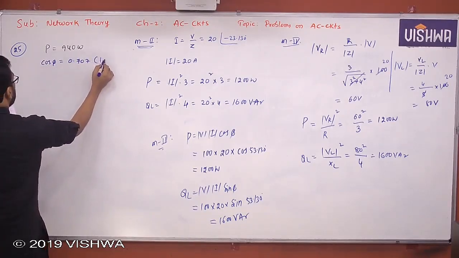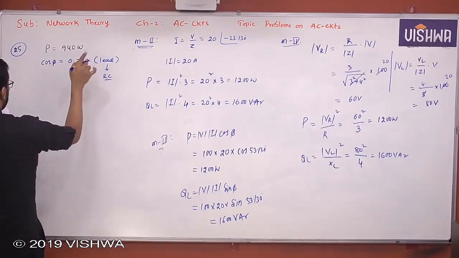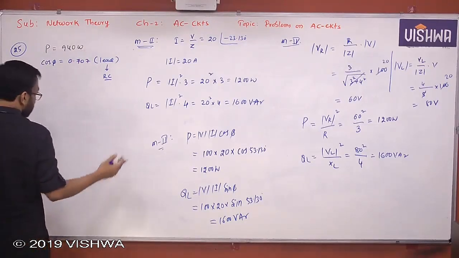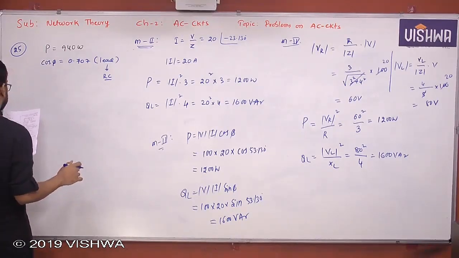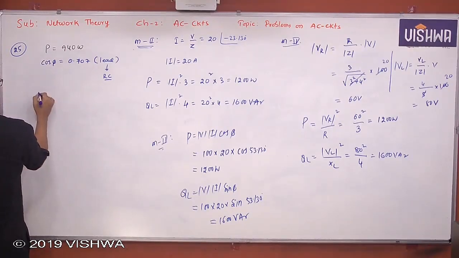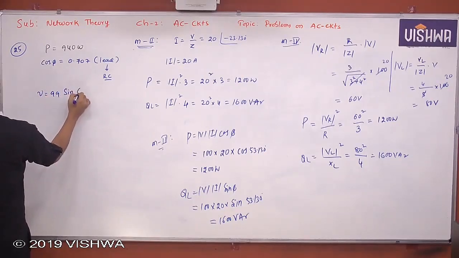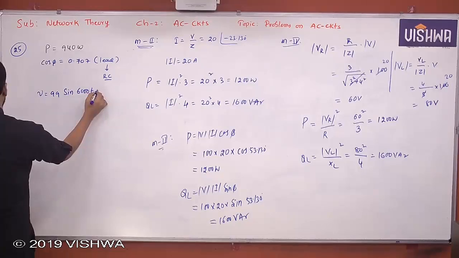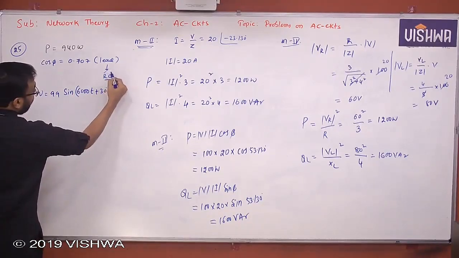0.707 leading. Leading means it is definitely what? RC circuit, because he said only two elements. And two elements means definitely it must be RC only, right? Okay, understand all of you? Then what is V given? 99 sine 6000 t plus 30 degrees. He is asking what is the circuit constant. That means he is asking what is R value, what is C value.